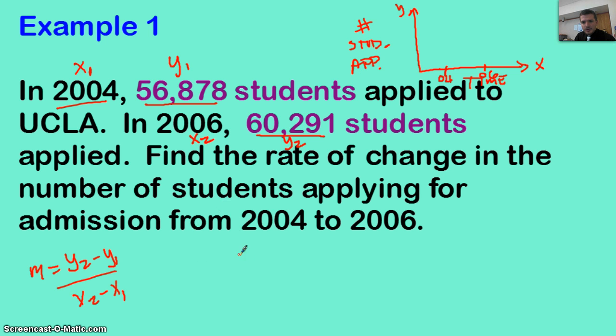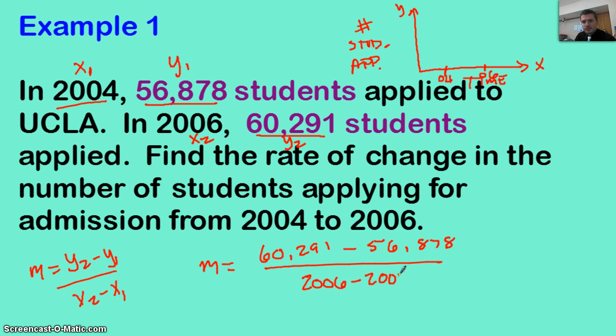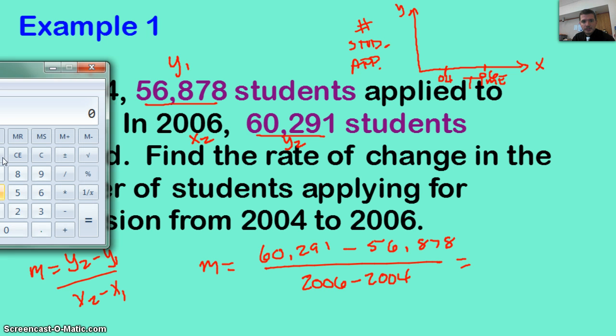All right, so let's do it. So our slope here, or m, is going to be 60,291 minus 56,878 all over 2006 minus 2004. I will get out my handy dandy calculator because I don't know what that is off the top of my head. Okay, let's see what we got.